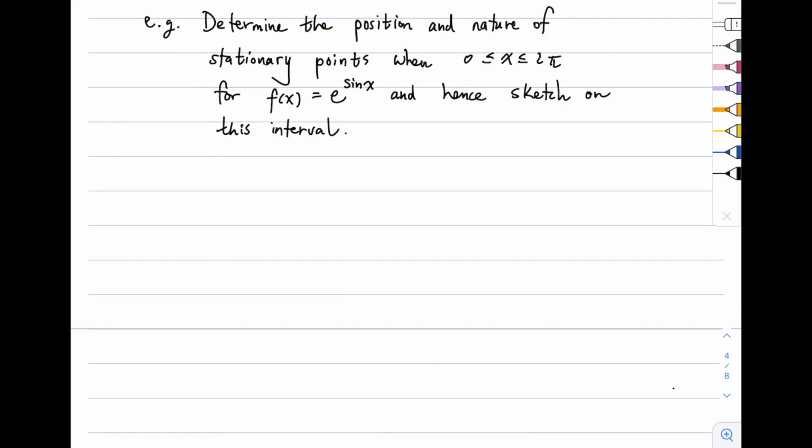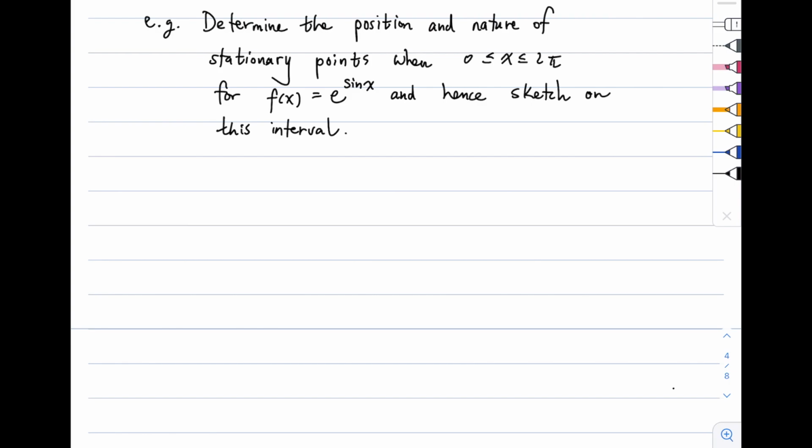Okay, this next example is a little bit harder. It's not harder because of the calculus, but because of the trigonometric functions that we're dealing with. So here the question says, determine the position and nature of stationary points when x is between 0 and 2 pi inclusive for this function, and hence sketch on this interval.